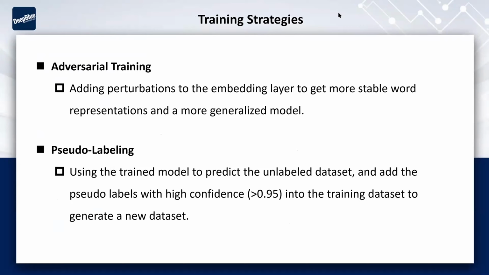Fourth, we incorporate adversarial training by adding perturbations to the embedding layer to get more stable word representations and a more generalized model. Finally, we use pseudo-labeling. It uses the trained model to predict the unlabeled dataset and adds the pseudo-labels with high confidence into the training dataset to generate a new dataset.